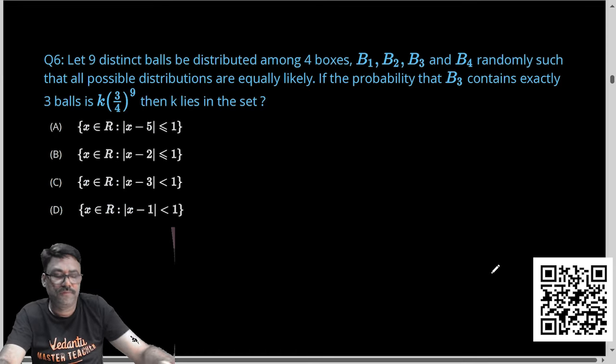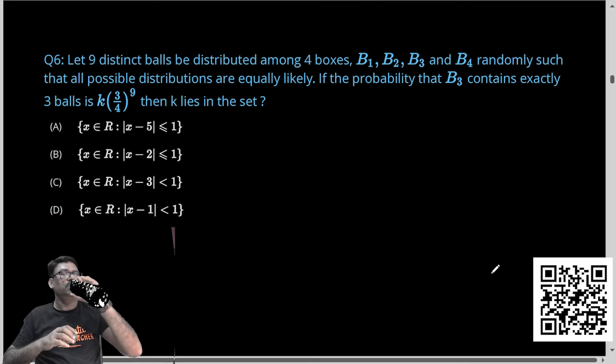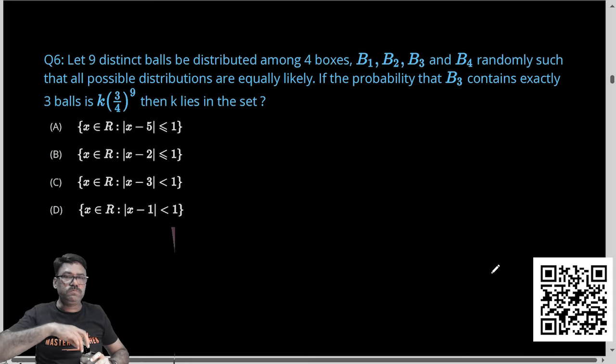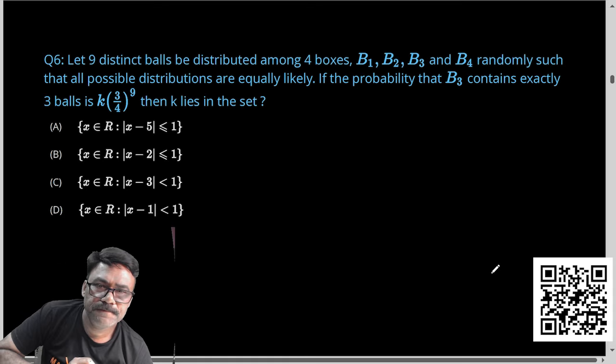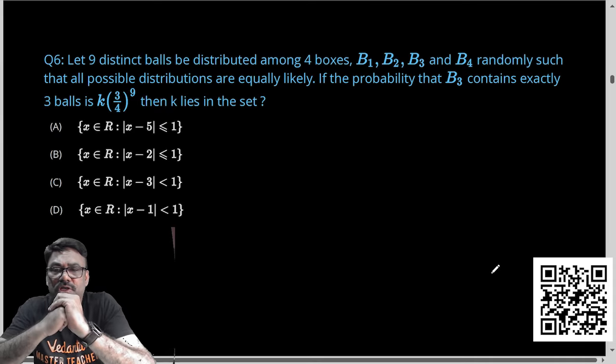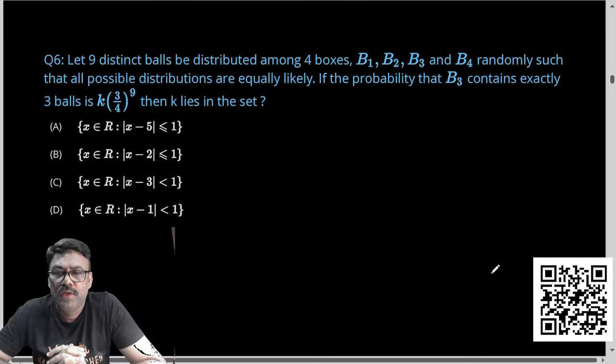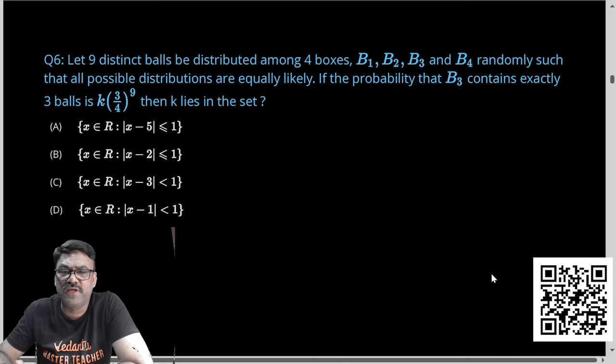Let's see this question. How to do this? Nine distinct balls are distributed among four boxes, B1, B2, B3, B4, randomly. What is the probability that B3 contains exactly 3 balls? This probability is given as k times 3 to the power 9 by 4 to the power 9. In which interval does k lie, out of these sets?